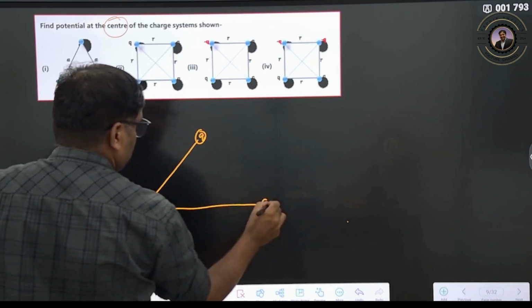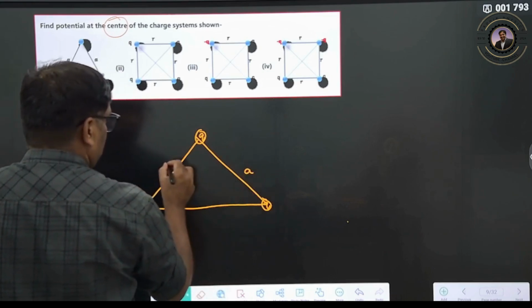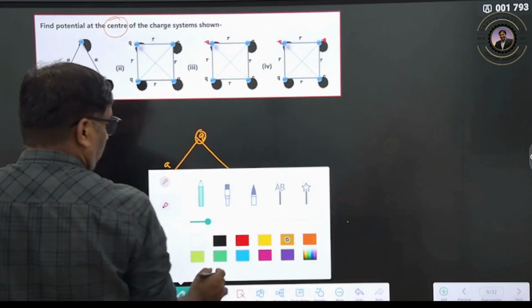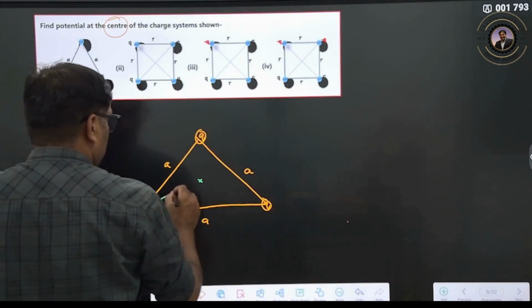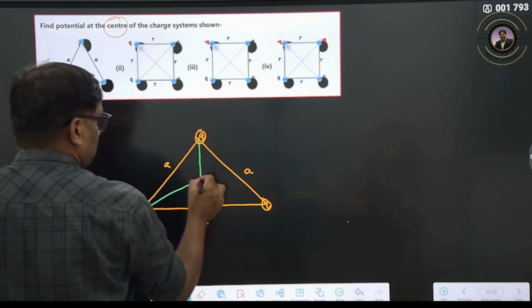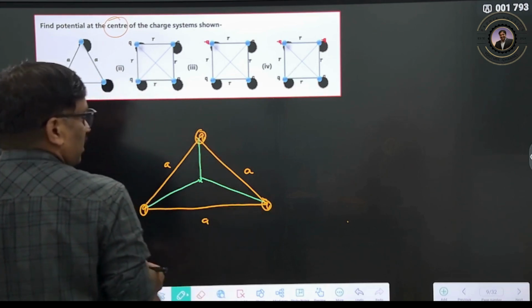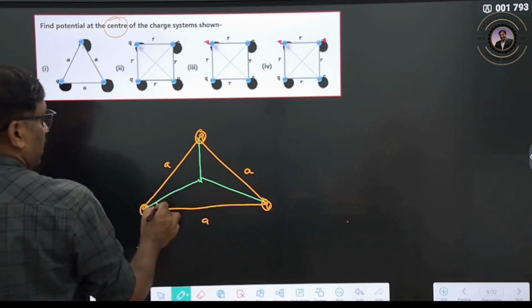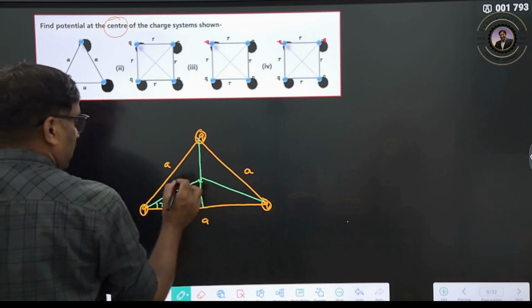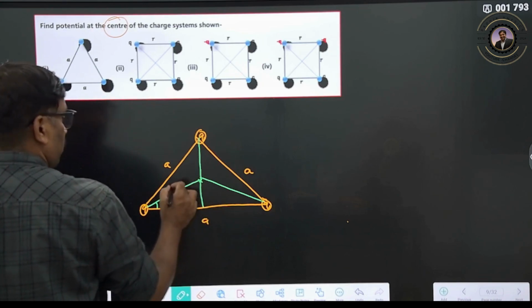Therefore, this side is A, this is A, this is A. We want to calculate the potential at the center. For the center, we should know this distance. Let us calculate it. This angle is 60 degrees, this angle is 30. So here this is A by 2, and this is your x distance.